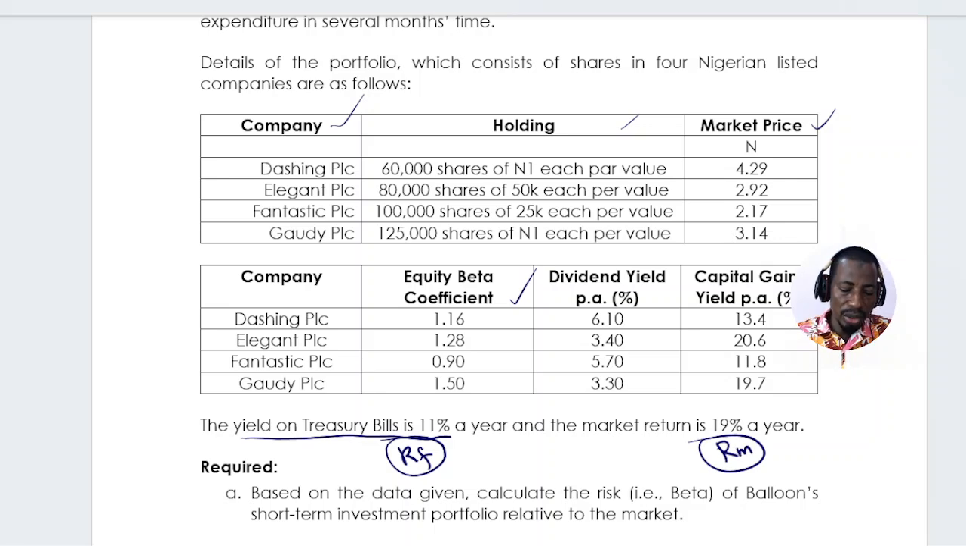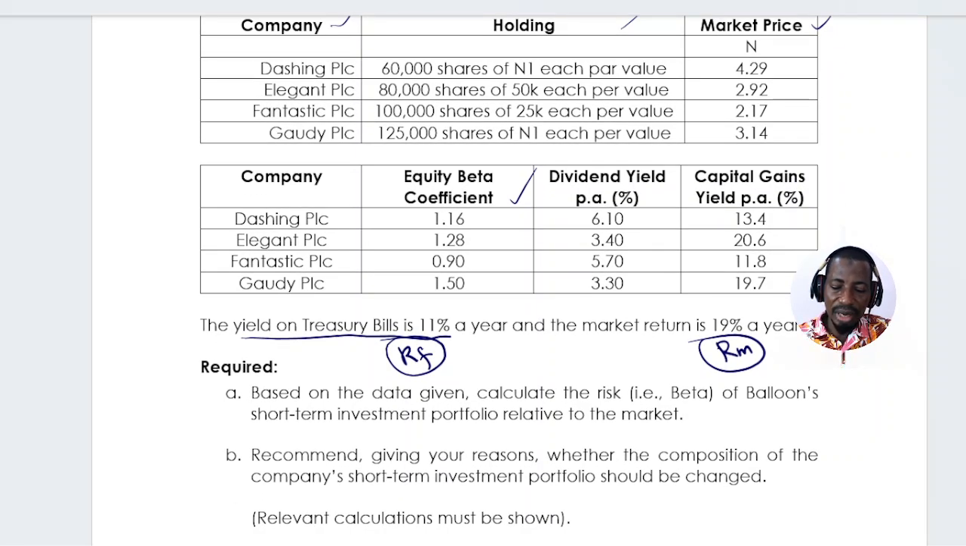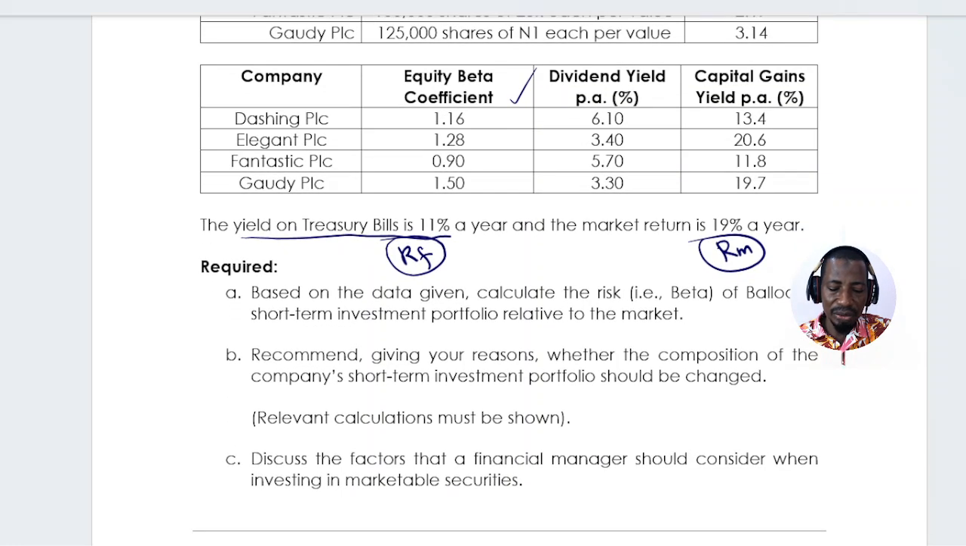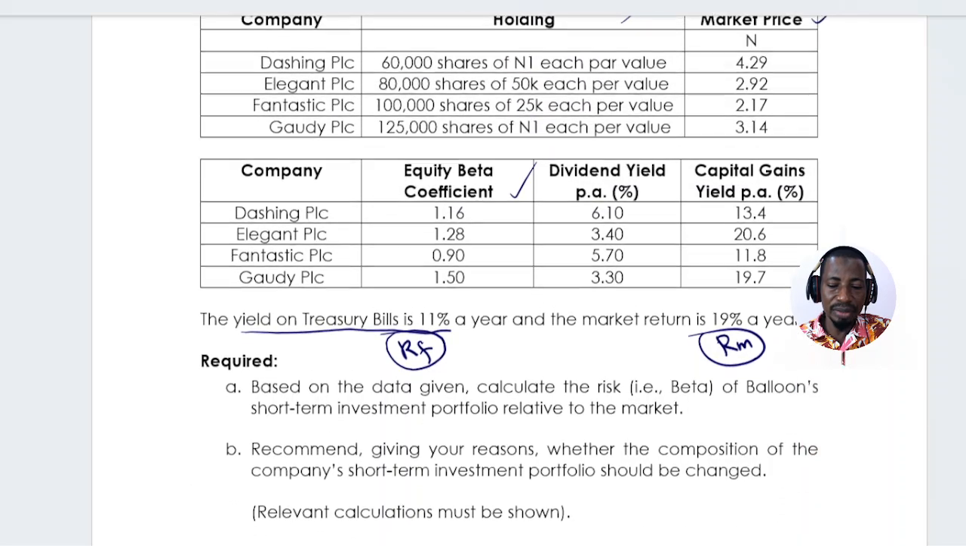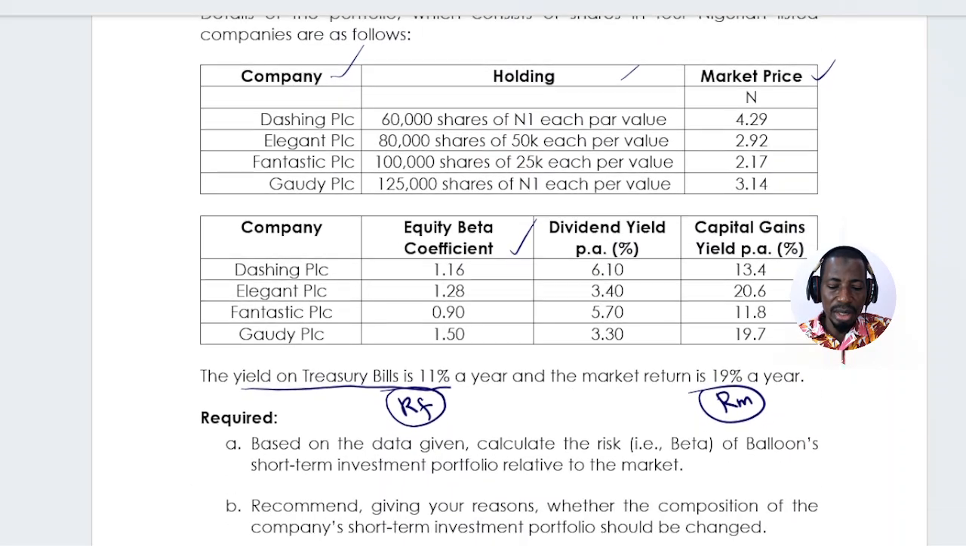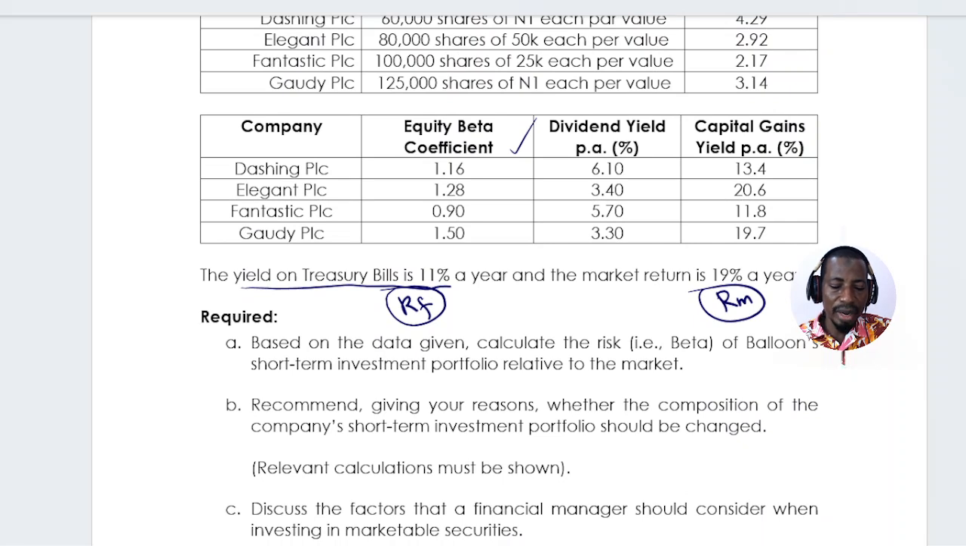So required, A, based on the data given, calculate the risk, that is beta, of balloon short-term investment portfolio relative to the market. Then B, recommend, giving your reasons, whether the composition of the company's short-term investment portfolio should be changed. Relevant calculation must be shown. C, discuss the factors that a financial manager should consider when investing in marketable securities. All right. So this is the question. Now, what are you supposed to do in this question? In number A part, you are told that based on the data given, calculate the risk of the portfolio.